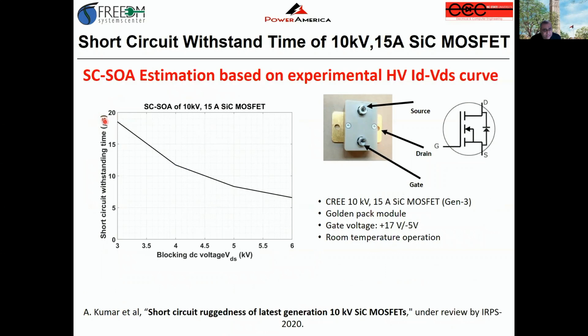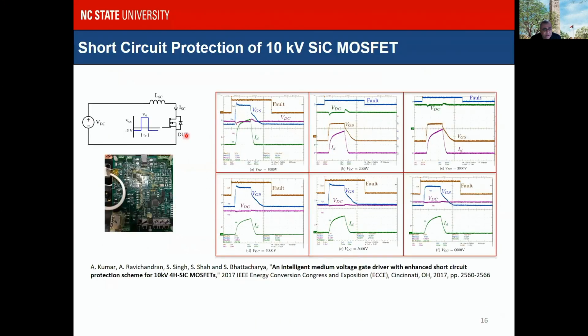Based on this, as I mentioned, we actually do the short circuit SOA at different DC bus voltages. And with lower voltages, obviously the short circuit withstand time is going to be greater. And we get up to 6 kV. We can safely do at least 6 to 7 microseconds of short circuit time. This is a short circuit of this device with our intelligent gate driver as a function of the voltage from 1000 volts to 6000 volts of VDC.